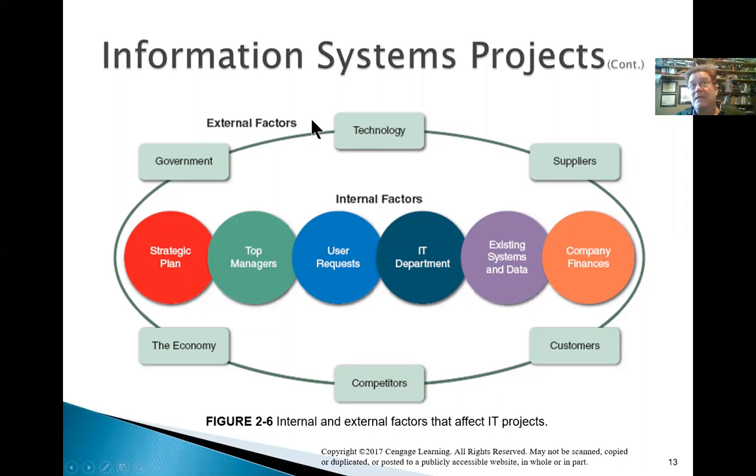Sometimes stuff happens outside of the organization. For example, new suppliers come on, or government rules, like taxation rules. Obamacare is another classic example that came from outside, and that caused insurance companies to perhaps change some of their IT projects. Low economies, high economies.